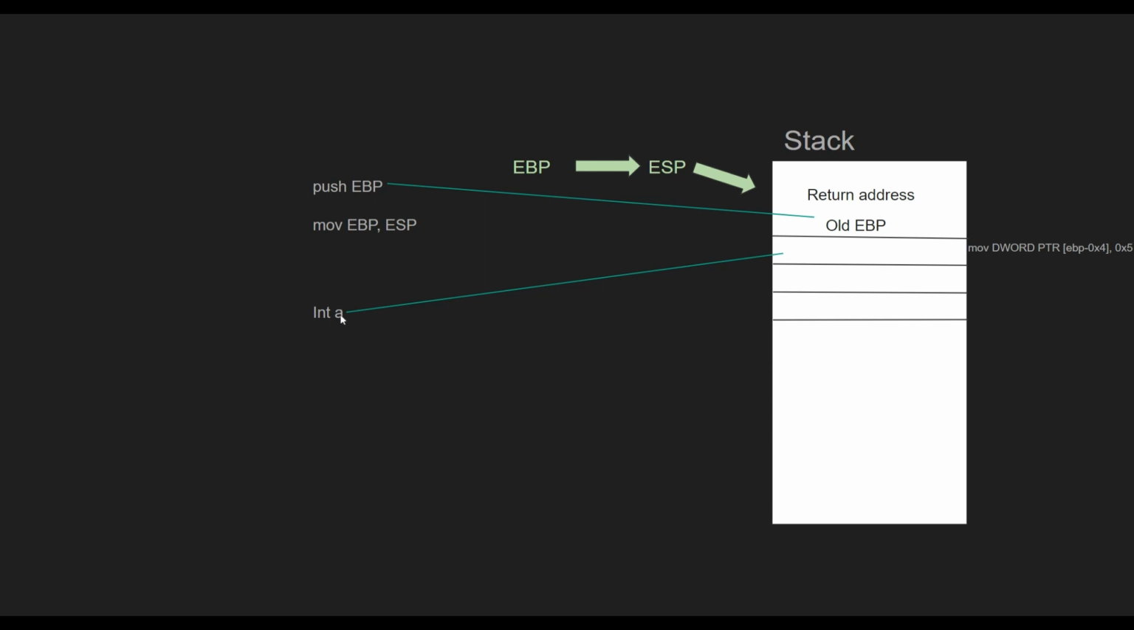So what happens is EBP is pushed up. The value of ESP, which is the top of the stack, where the last thing pushed onto the stack is, is moved into EBP, and then any subtraction from EBP is directly to the local variable spaces, the allocated space for our function frame, or sorry, stack frame.